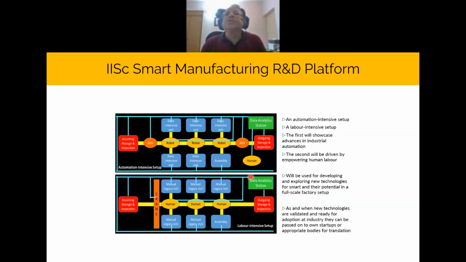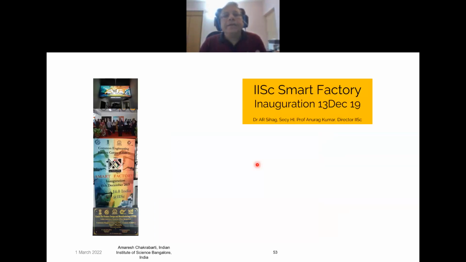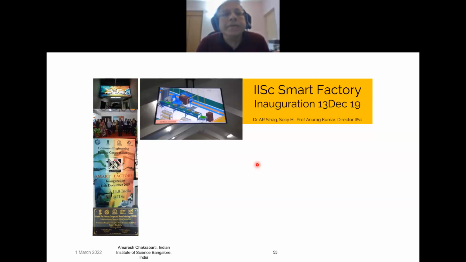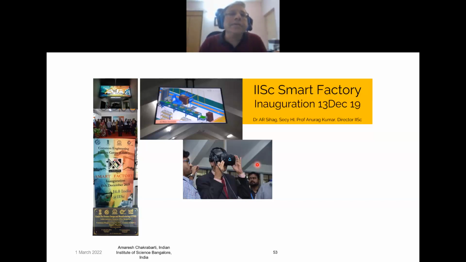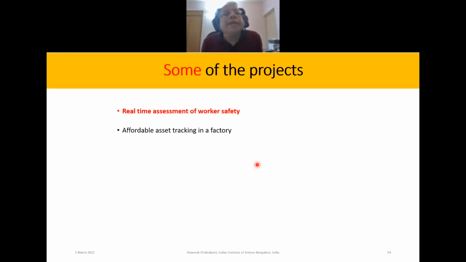And we want to see how these two make a difference in terms of the KPIs such as quality, safety, productivity, and resources. About 2 years ago, just before the COVID outbreak, it got initiated by the Secretary of Heavy Industries. You see the digital twin on the top and a combination of automated guided vehicle and a collaborative robot. But these are some of the projects. How do we assess the worker safety in real time? How do we track the assets, particularly non-expensive assets, in an affordable manner?